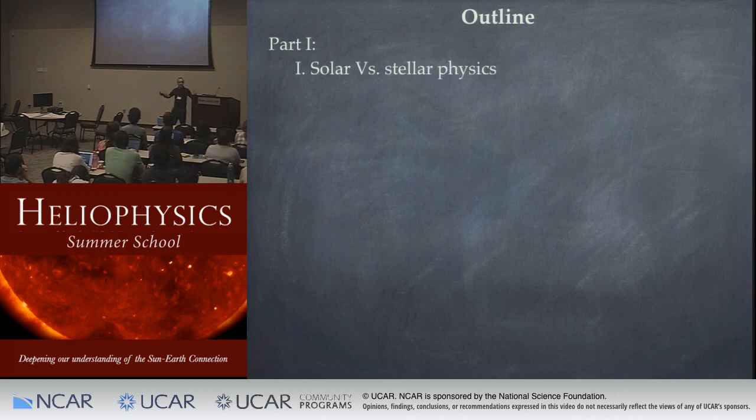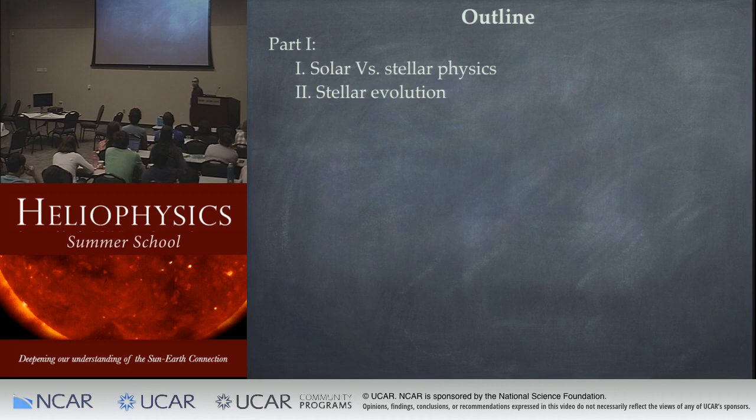So the outline of the talk: it's not going to be two separate lectures. It's pretty much one big lecture that is split into two with a break in the middle. We might take a two-minute break in the middle of each one of them as well, because these are one-and-a-half lecture time, and it's quite long to follow up. So the first thing I'm going to discuss is the solar versus stellar physics, or heliophysics versus astronomy. What are the essence of the differences, and where do they come from?